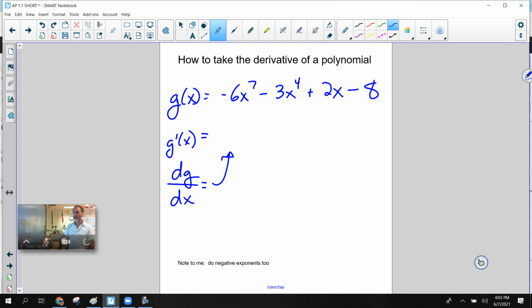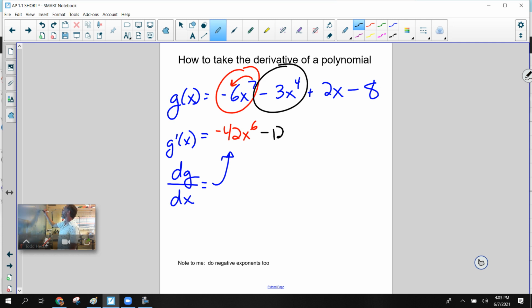I'm going to just assume that you did that. So welcome back. There we go, derivative. Derivative of this, let's see, 7 times negative 6 is negative 42 times x to the 6th. Minus 4 times 3 is 12x cubed plus 2, and then the derivative of 8 is 0. Cool? So there you go.